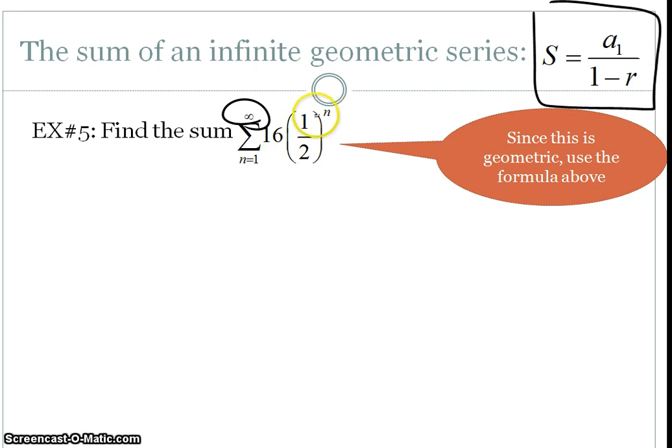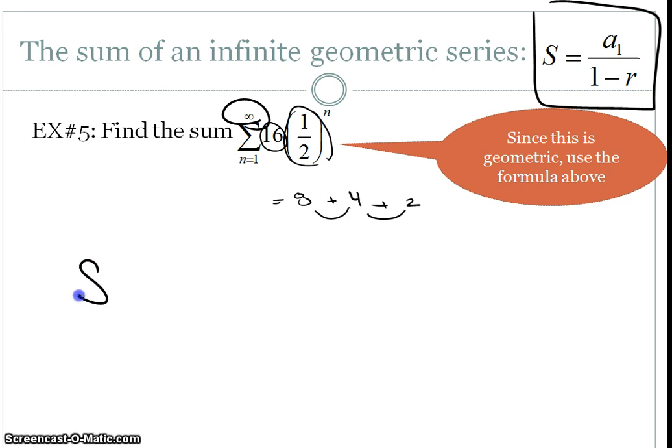If you plug in 1, you get 16 times 1 half, or 8. When you plug in 2, you get 16 times 1/4, which is 4. When you plug in 3, you get 16 times 1/8, which is 2. And the common ratio is 1 half. See, this is the common ratio, and that's your a1. So it is geometric, okay?